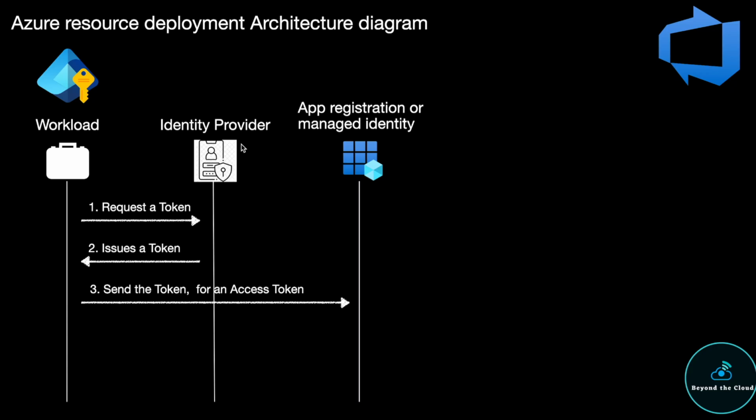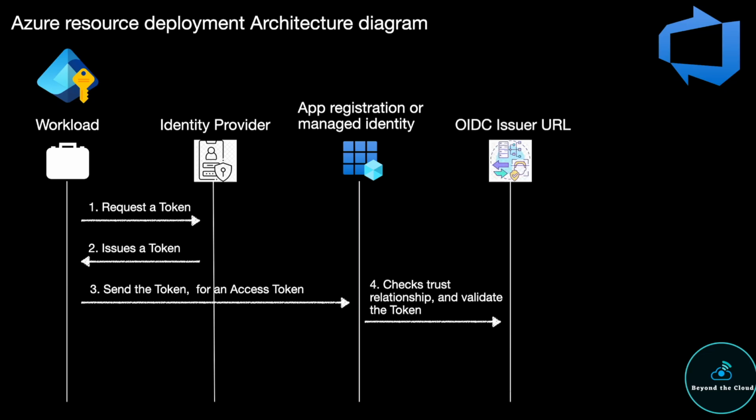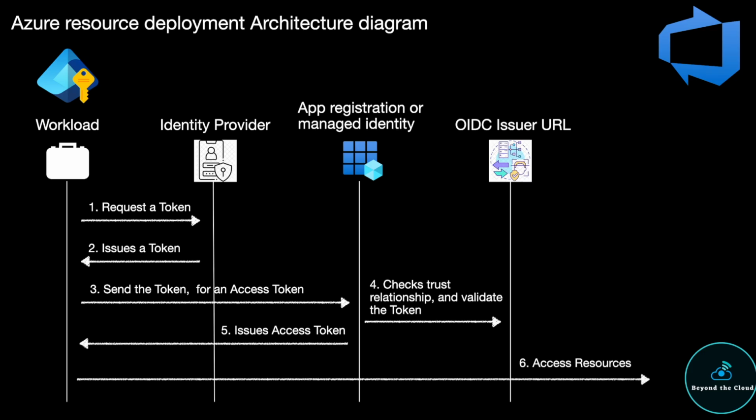And then the application registration will check the trust relationship and validate the token with our OIDC issuer URL that we have created while creating the service connection and application registration. And if the trust is validated and the token is valid, then the OIDC issuer URL will grant a token to our application registration, which in turn comes back to our workload. Then the issued token will be used to access our Azure resources. So this is how simple it is.